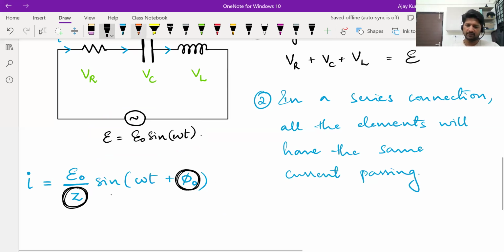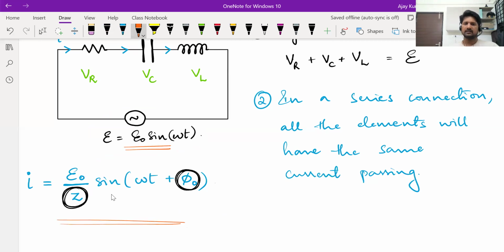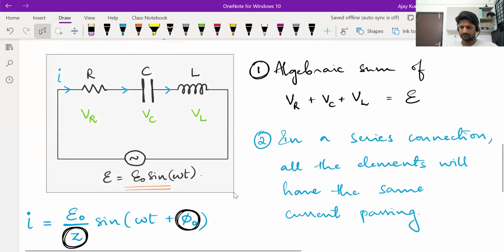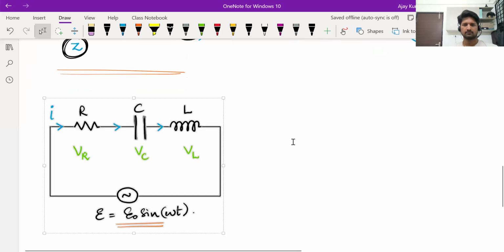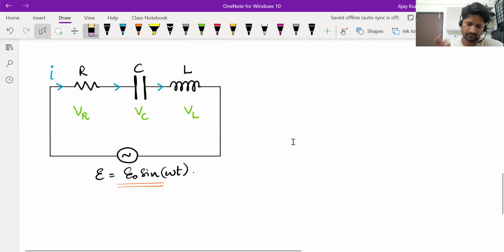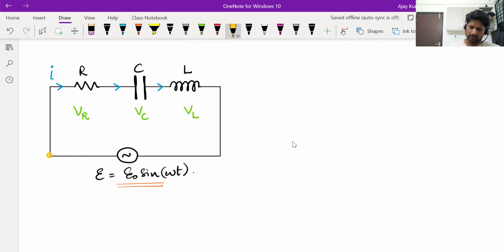If the EMF equation is of this form, then the current equation should be of this form, and in the current equation there are two unknowns. Now, let's apply KVL to this loop first. Assume the current is I, and the EMF is given as E. Let's start from maybe this point and move clockwise. The first element we come across is the resistance, and we see that we are going in the direction of current.